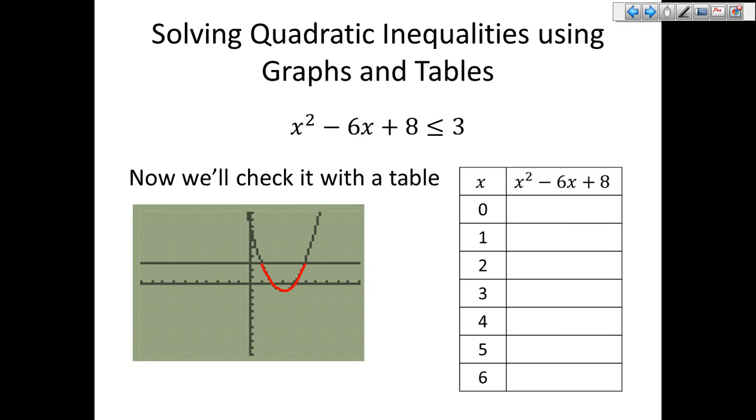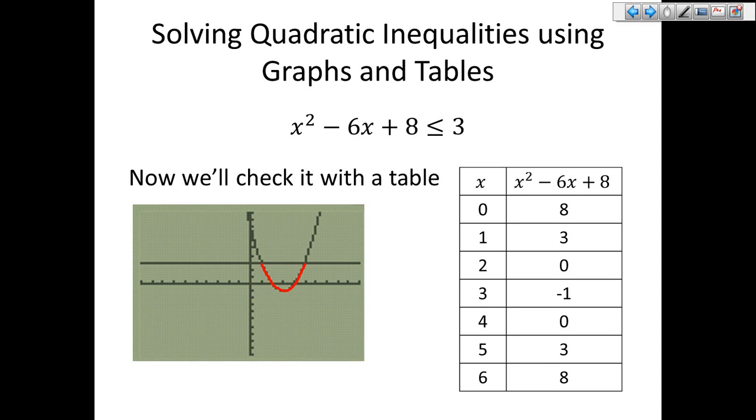Well, let's check this with the table. Let's go ahead and plug 0 into my quadratic. We'll plug 1 into the quadratic, 2, 3, 4, 5, and 6. And we'll see if it's less than or greater than 3. So when we plug 0 in, we get 8. Well, 8 is not less than 3. When we plug in 1, we get 3. Well, 3 isn't less than 3, but the statement says that the quadratic should be less than or equal to 3. So 1 works. When I plug in 1, I get 3.